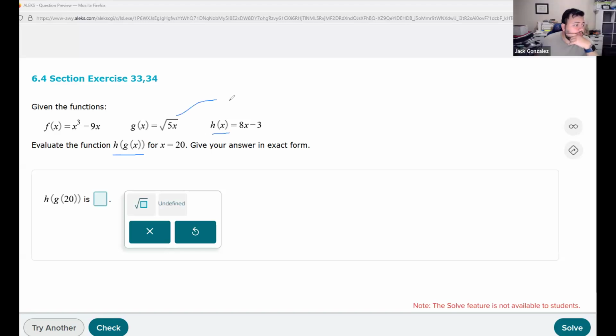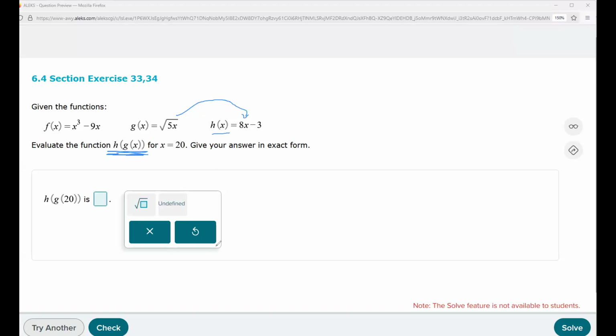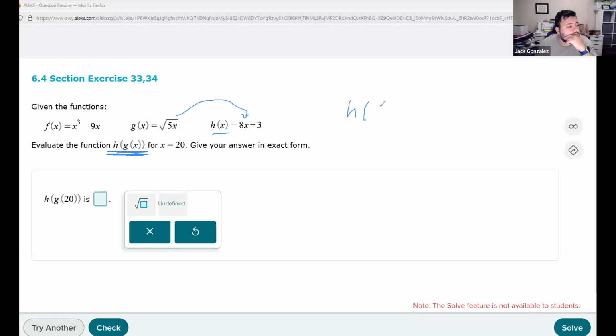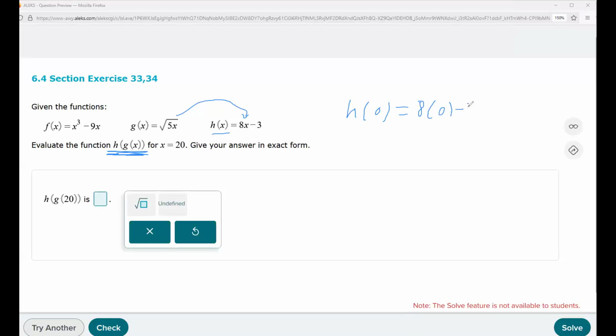I had to put this in here, right? That's what this means. So you use the square root of 5x and you use the 8x minus 3. Those are the things you're using, right? Right, because they said H of G. So put the G into the H. If I would have said H of 0, you'd have 8 times 0, right? But I said H of G, so I put the G in here.